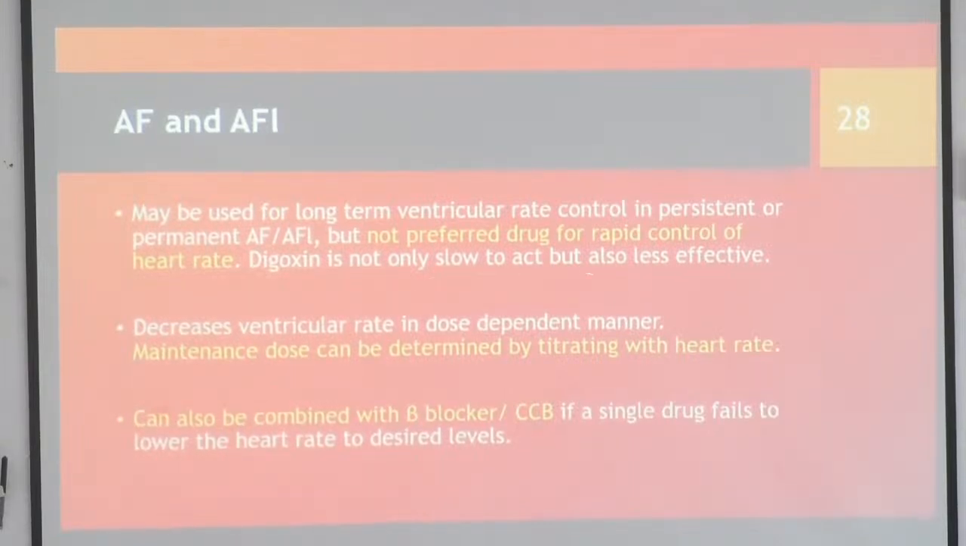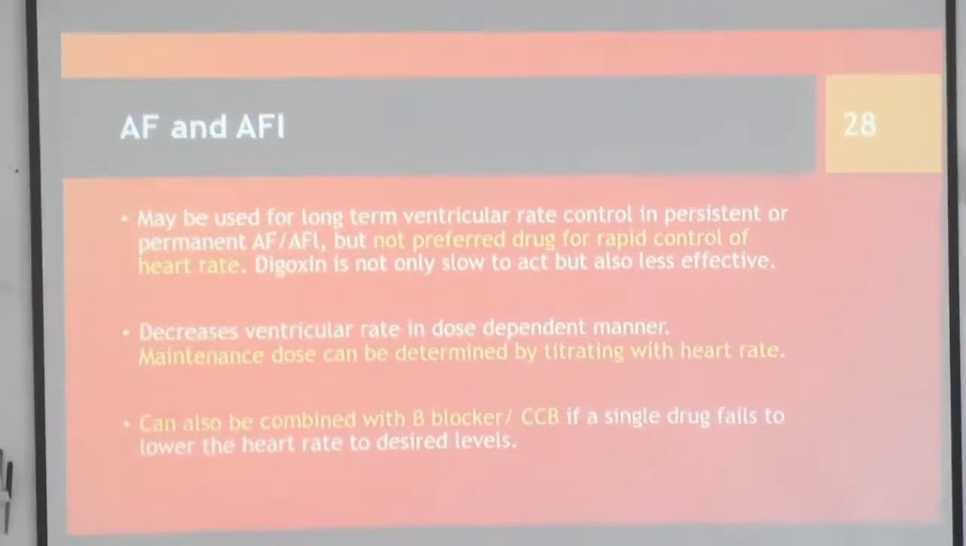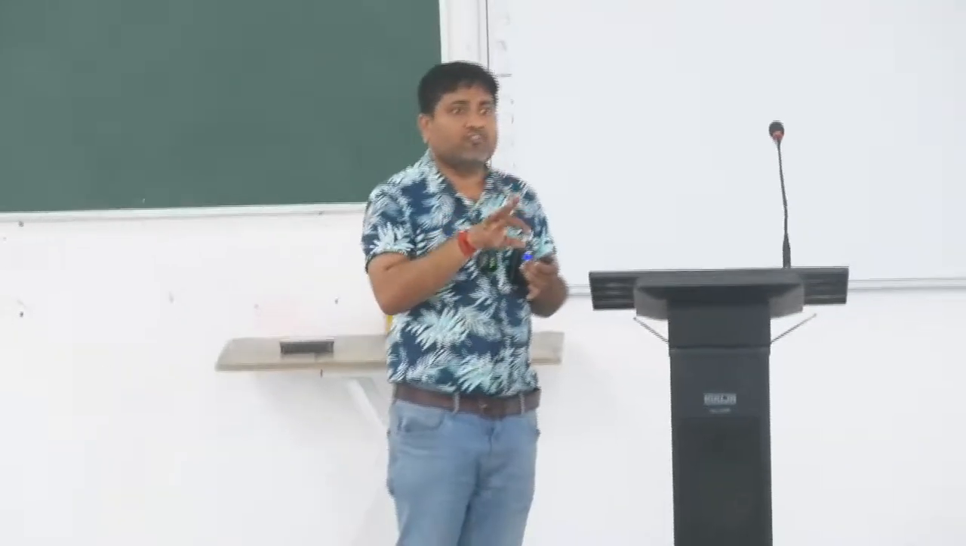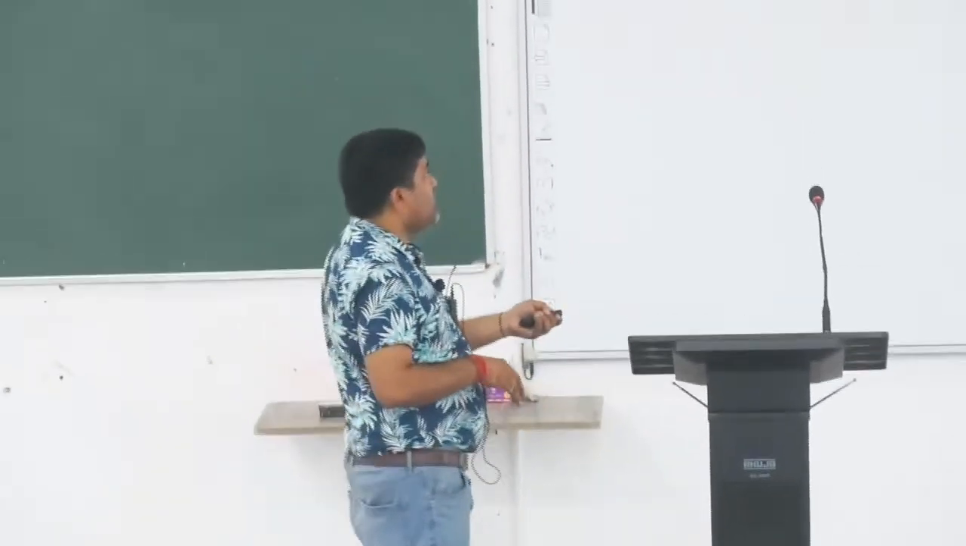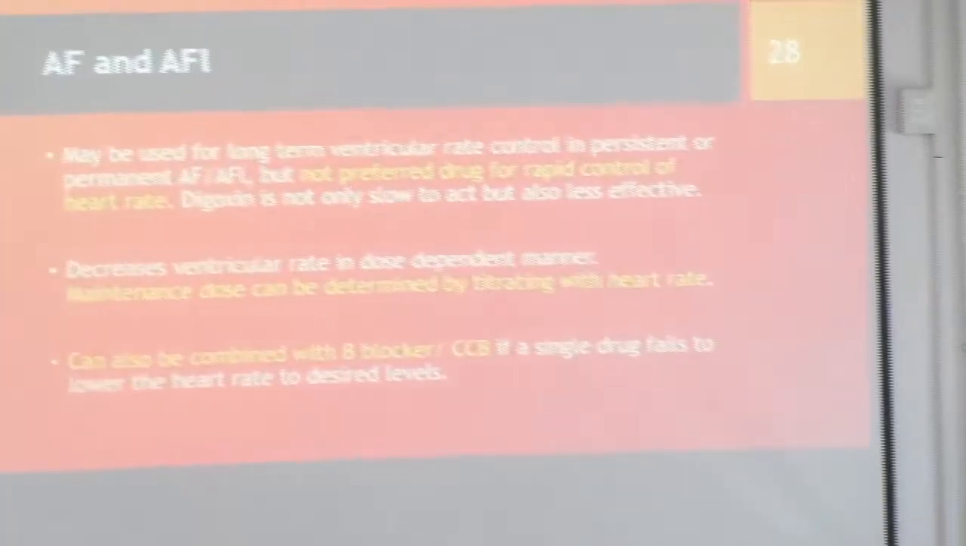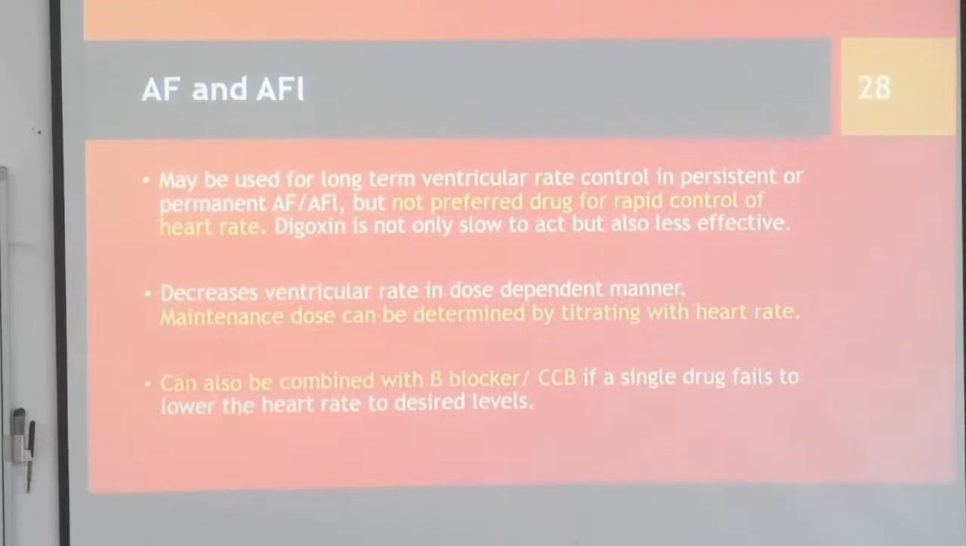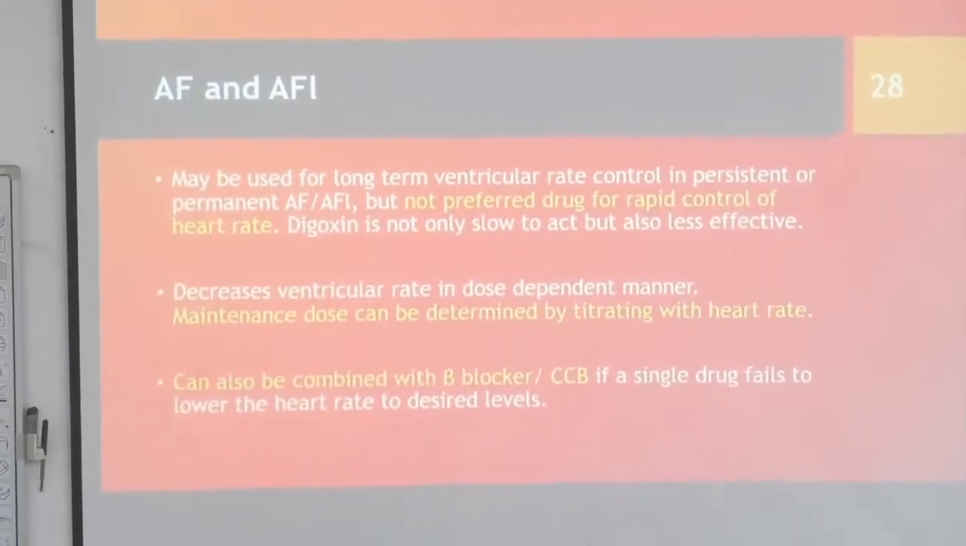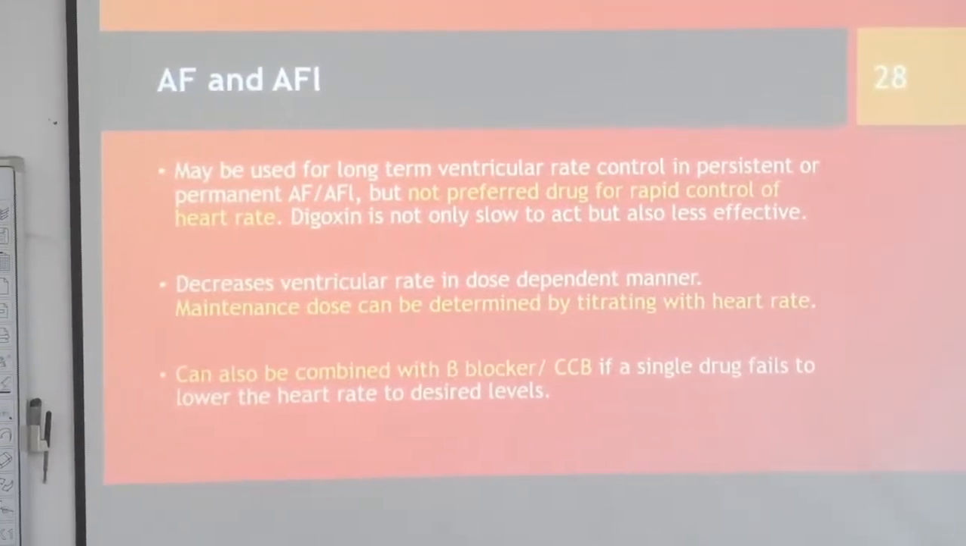Digoxin is not only slow but also less effective. So, drugs of choice in a patient of atrial flutter or fibrillation are beta blockers, verapamil, diltiazem, because they are more effective, act more rapidly, and are less toxic. Digoxin decreases ventricular rate in a dose-dependent manner. Maintenance dose can be determined by titrating with heart rate. It can also be combined with a beta blocker or calcium channel blocker if a single drug fails to control the heart rate.